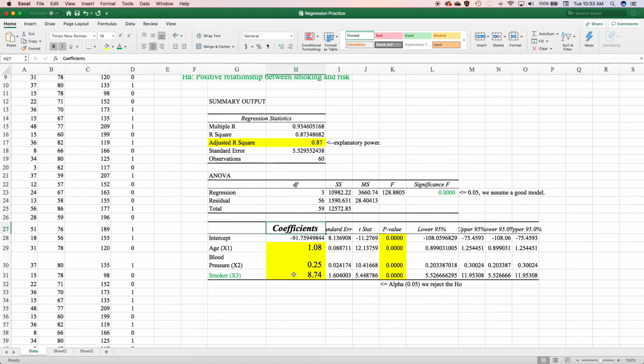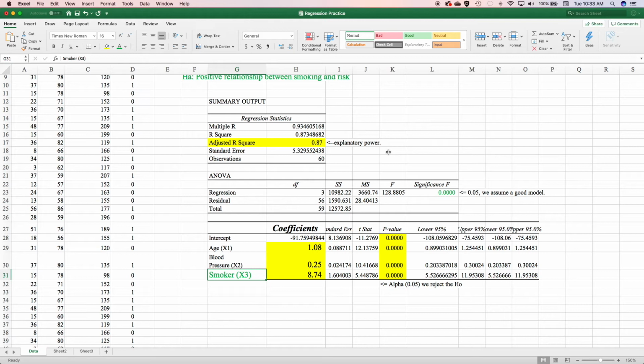The absolute value of the coefficient will tell you the one that has the highest impact on your Y variable, on your dependent variable. So being a smoker is the thing that gives us the greatest impact.